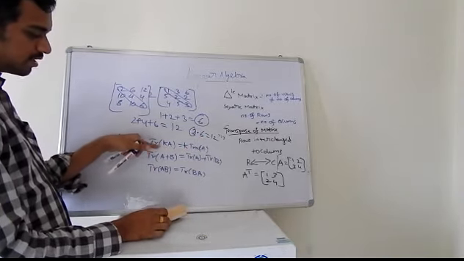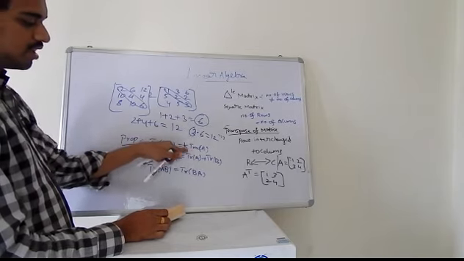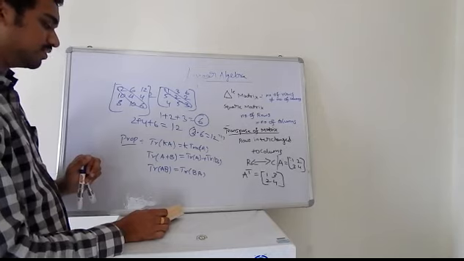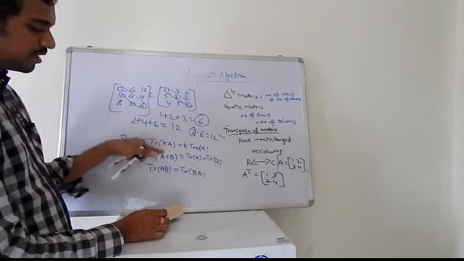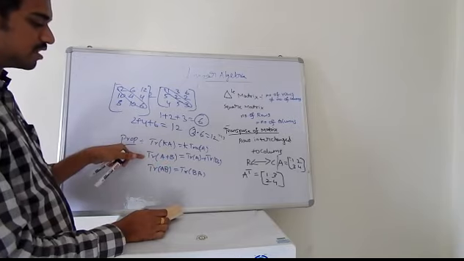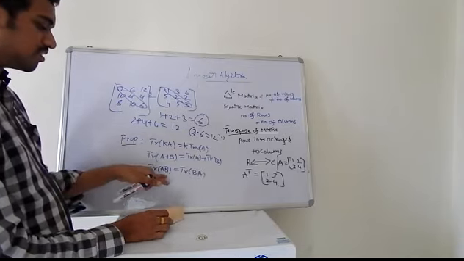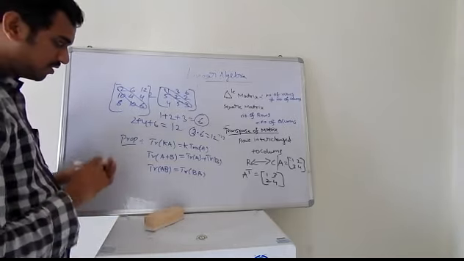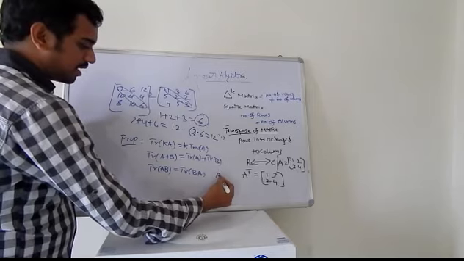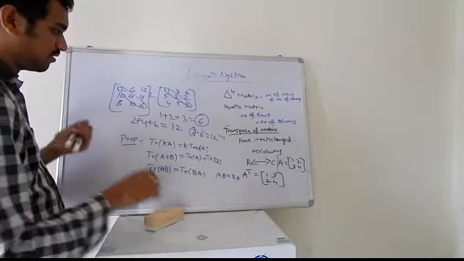Whenever we take the trace of kA, it is exactly equal to k times the trace of A. If you consider the trace of the sum of two matrices, it is nothing but the sum of the individual traces. Similarly, trace of AB is exactly equal to the trace of BA, because the trace of AB equals the trace of BA.